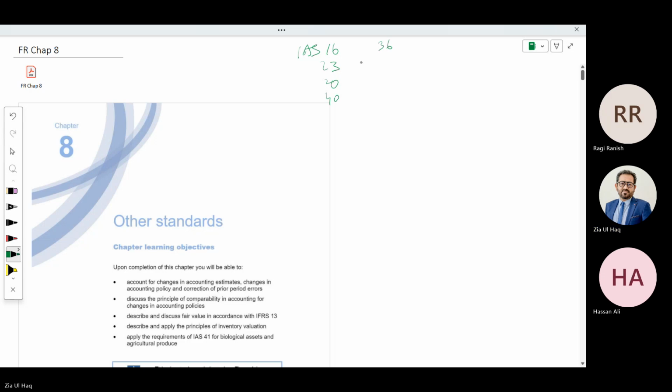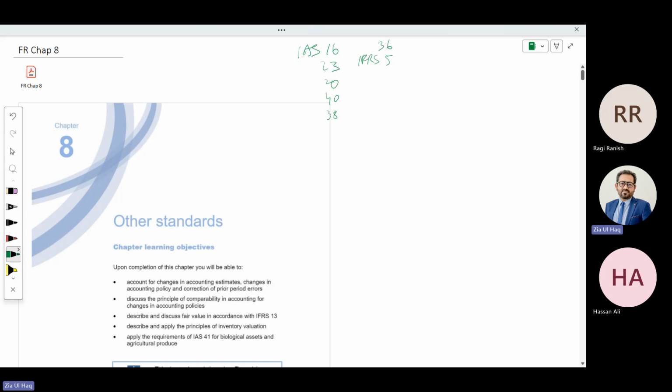What else? IFRS 5, asset held for sale and discontinued operation. What else? IAS 38, intangibles. So these accounting standards we have discussed so far.